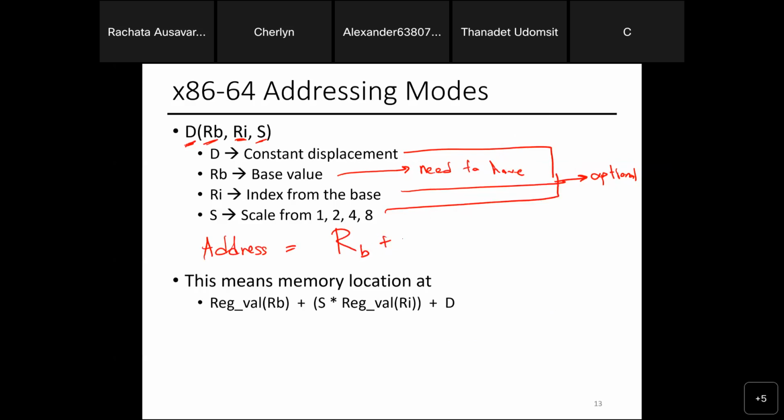RB plus D plus RI multiplied by S. All right. D can be any constant number. RB and RI are registers. S is another constant. So the address is going to be RB plus D plus RI multiplied by S.